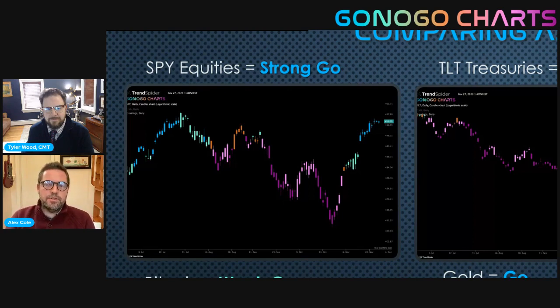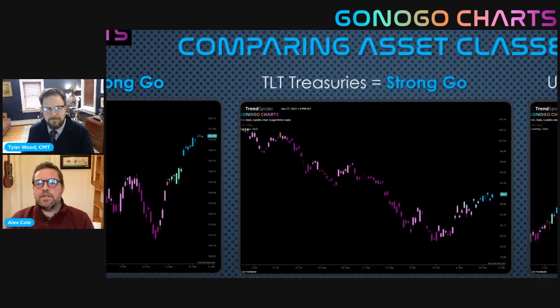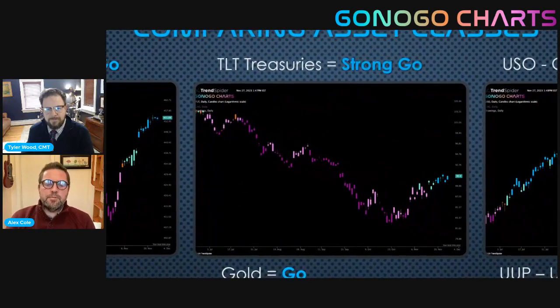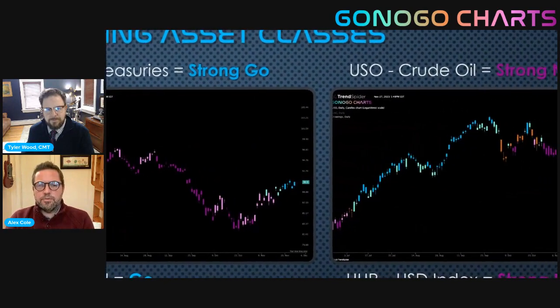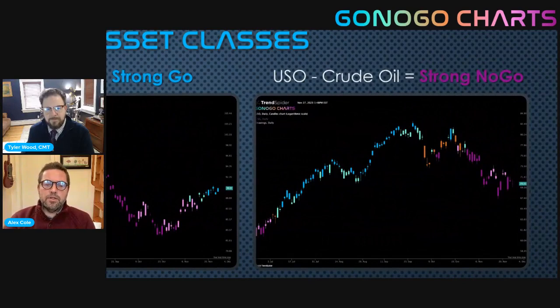We look at the Treasury bond prices, the second chart, also in a Go trend, painting strong blue bars. Of course, those move inversely to rates, so important to be aware of that. But we see equities in a Go. We see Treasury bonds in a Go. We're looking at US oil now, that chart on the top right. And we can see that oil has rolled over quite significantly over the last couple of months.